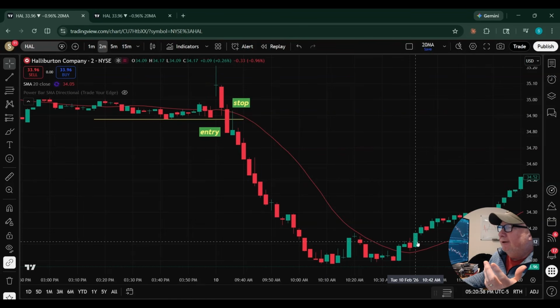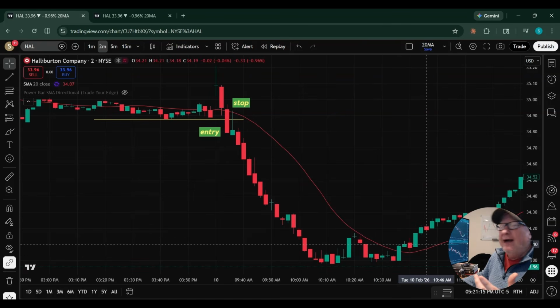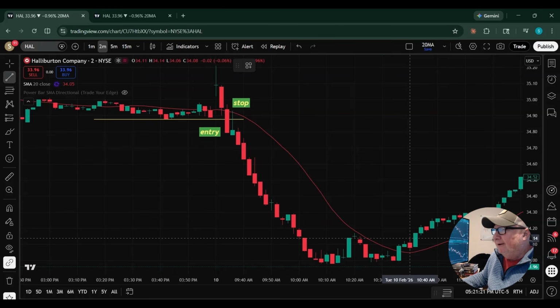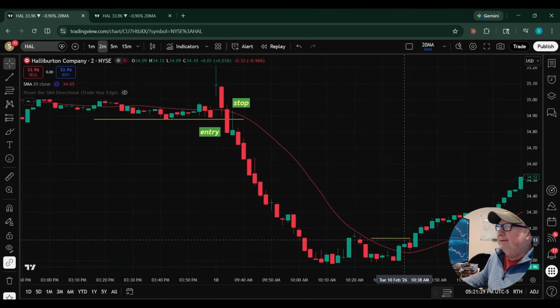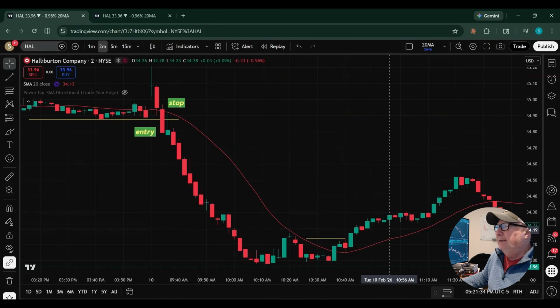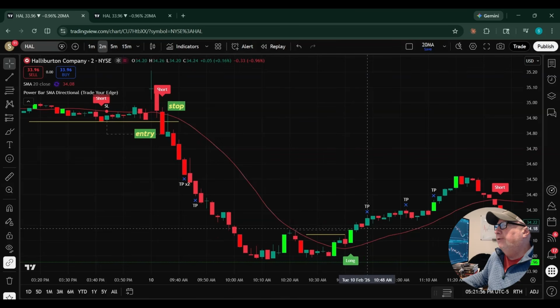Over here, about 20 minutes later, this is a power bar that's forming now as the 20 has curled and is starting to move higher. This power bar forms near my anchor. It takes out this immediate resistance to the left, right? It's resistance if I'm going long, and I end up with another nice trade to the upside. Again, I use this indicator to show those trades.